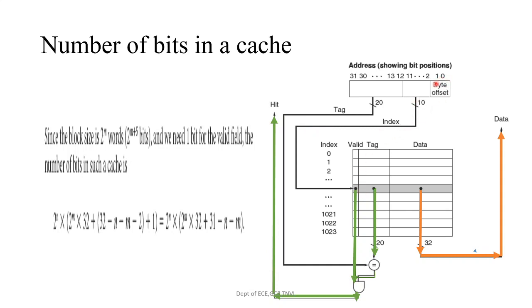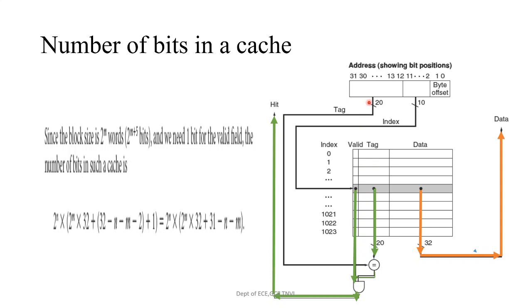The 0 and 1 bits are nothing but the byte offset, which we discussed in the previous slide, and apart from this byte offset, we are taking the least significant 10 bits in order to index the cache. So the remaining 20 bits are mapped to the tag field. Why do we take this as 20?